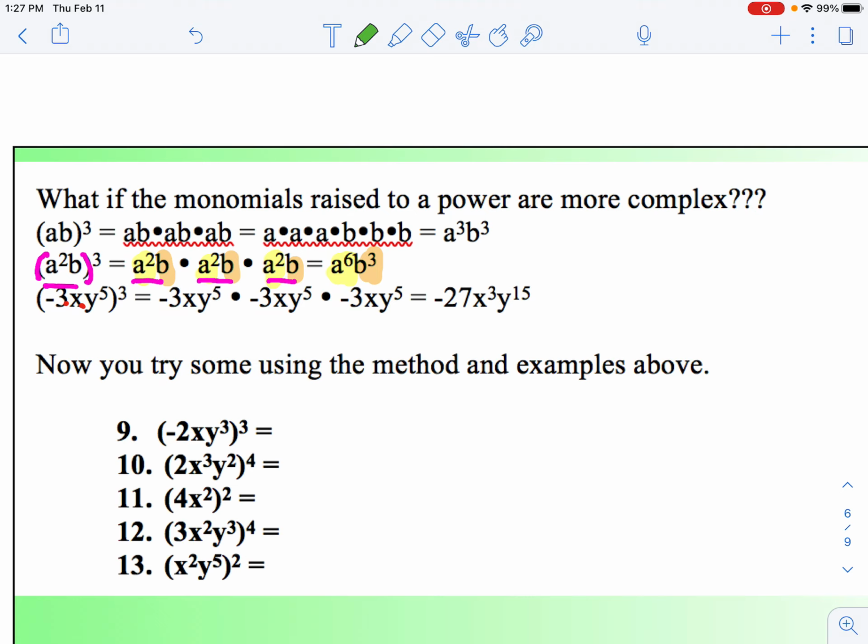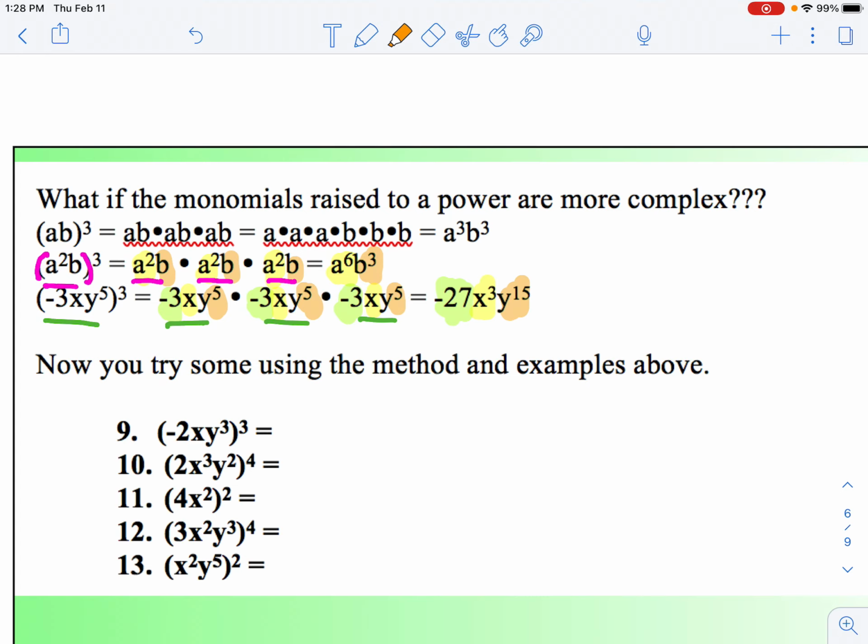So now, if we're taking this base right here and multiplying it 3 times, notice when we list it out, that -3 is multiplied. We have -3 times -3 times -3, which gives us negative times a negative is a positive, so that's 9. Positive 9 times -3 gives us -27. Then when we multiply x times x times x, that gives us x to the 3rd power. And then y to the 5th times y to the 5th times y to the 5th is y to the 15th power. So this is a power to a power.